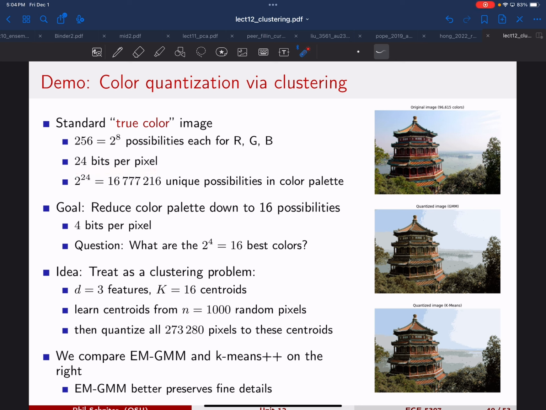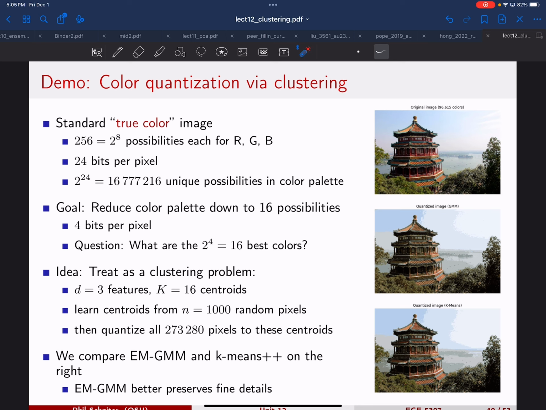And if you then ask the question, how many different colors can you represent? It's a huge number, 2 to the power 24, almost 17 million unique colors that you can describe with a standard true color image. So our goal is to do some sort of compression, where rather than using 16 or 17 million possible colors, we're going to squeeze it down to 16. And so that means we're going to be able to represent our image with 8 bits per pixel instead of 24. And of course, this is going to degrade the image, but the key question for us now is, what are the 16 best colors that we can use?